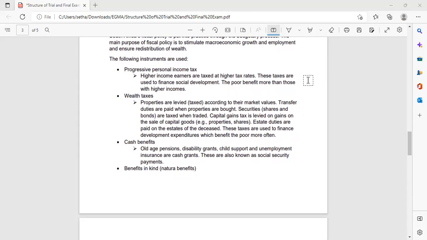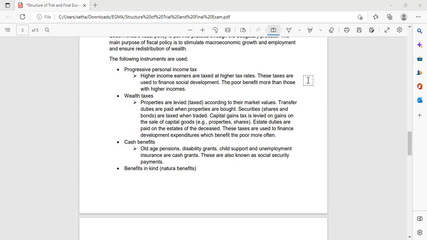Wealth taxes. Properties are levied or taxed according to their market value. Transfer duties are paid when properties are bought. Securities are taxed when traded. Capital gains tax is levied on gains on the sale of capital goods. Estate duties are paid on the estate of the deceased. These taxes are used to finance development expenditures, which also benefit the poor more often.